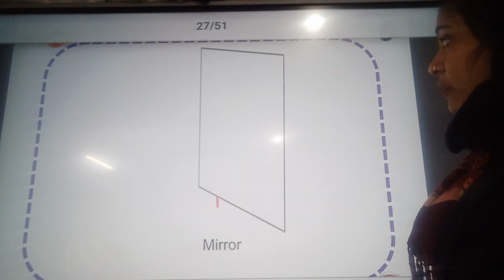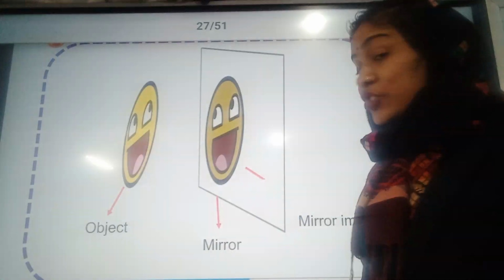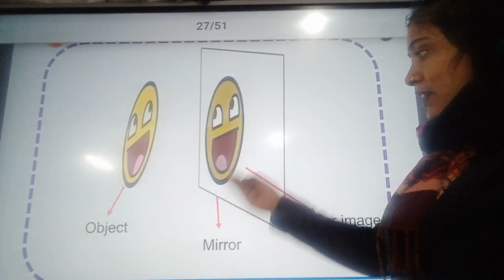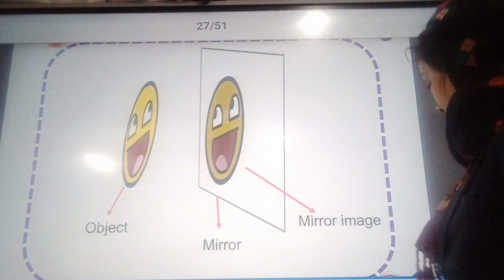A few more examples. Let us say we have an emoji, and its reflection. Can you see it? It is symmetrical.